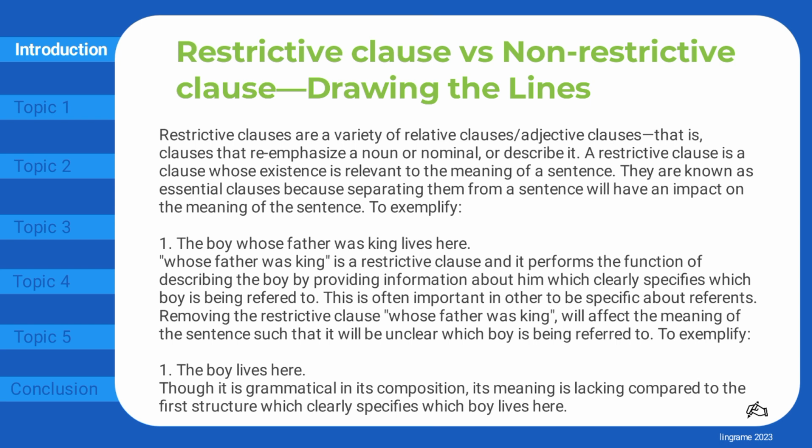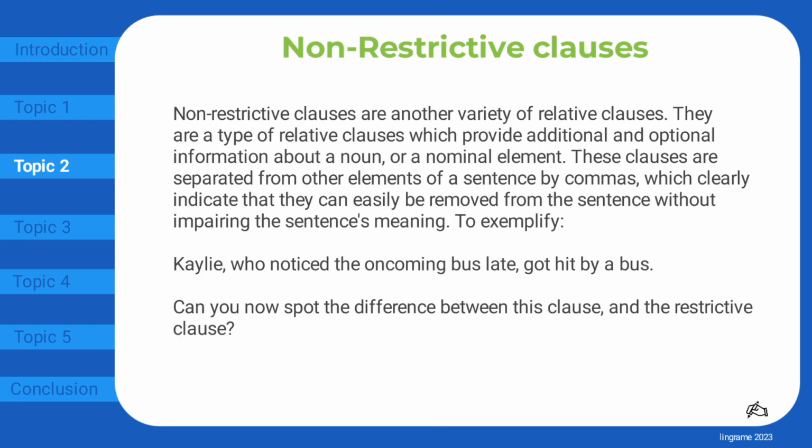This is often important in order to be specific about reference. Removing the restrictive clause, whose father was king, will affect the meaning of the sentence such that it will be unclear which boy is being referred to. To exemplify, the boy leaves here. Though it is grammatical in its composition, its meaning is lacking compared to the first structure, which clearly specifies which boy lives here.